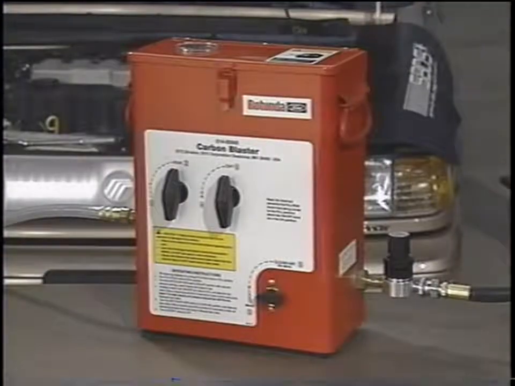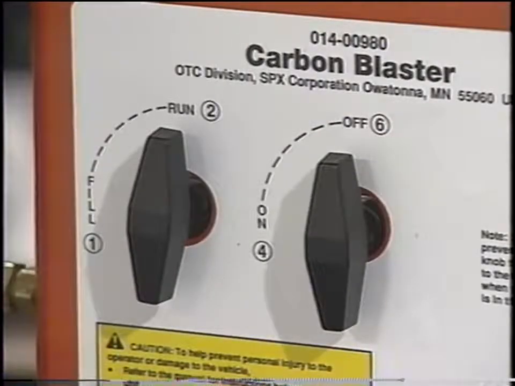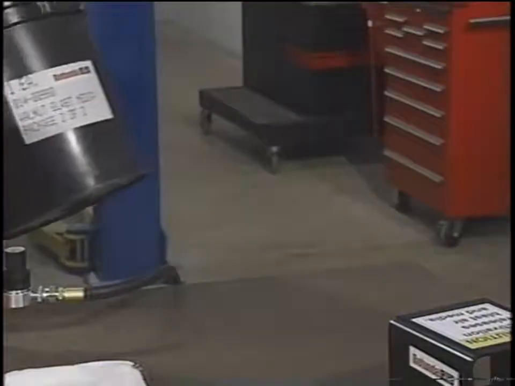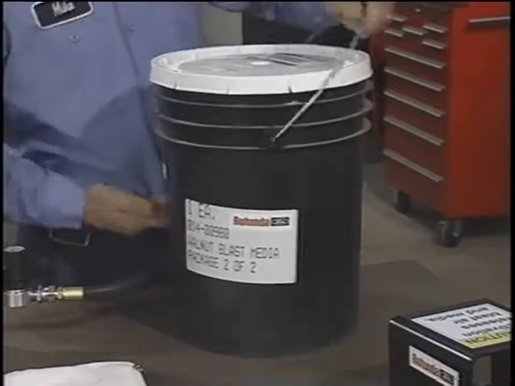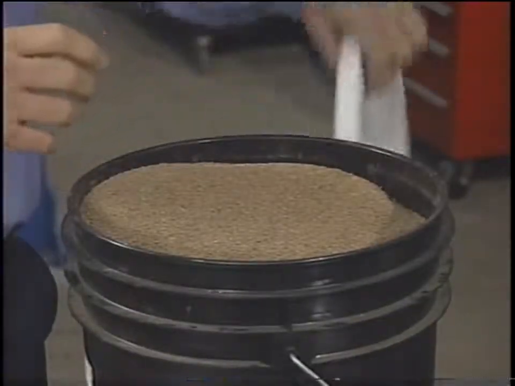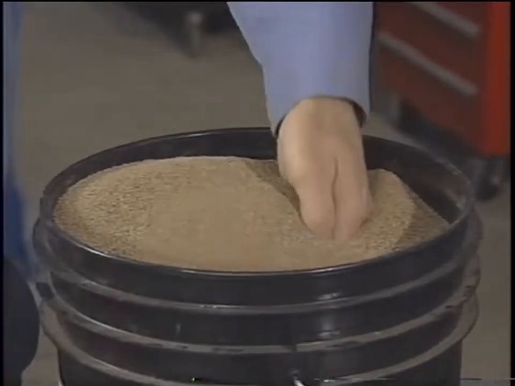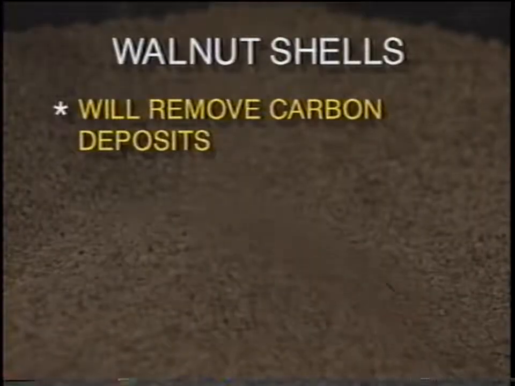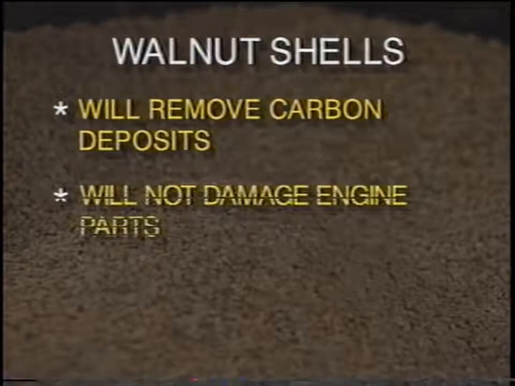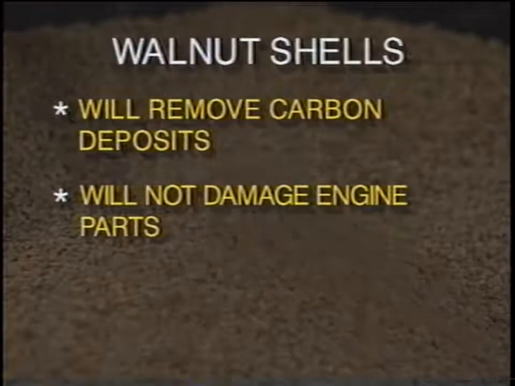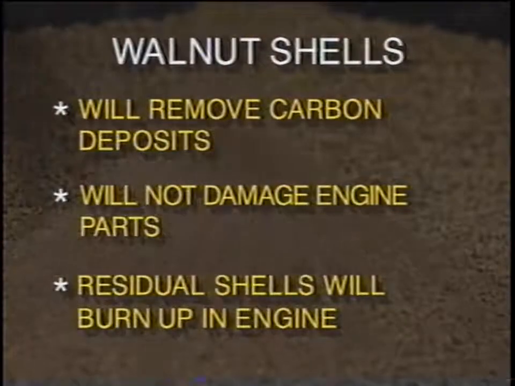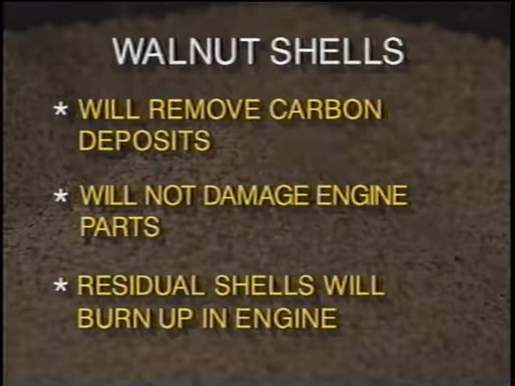The blaster unit has 3 knobs: a fill-run knob, an on-off knob, and a blast clean air knob. The crushed walnut shells are stored in this container. Walnut shells are an ideal media for removing carbon deposits for two primary reasons. One, they are abrasive enough to remove the deposits, but not so abrasive that they damage engine parts. And two, should any residual shells that are not picked up by the vacuum be left in the engine, they will simply burn up when it is started.